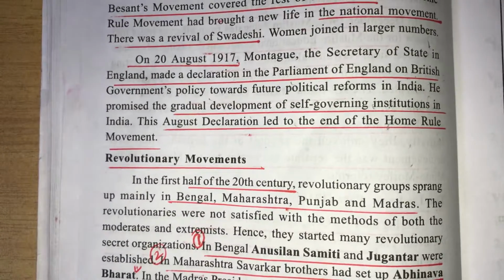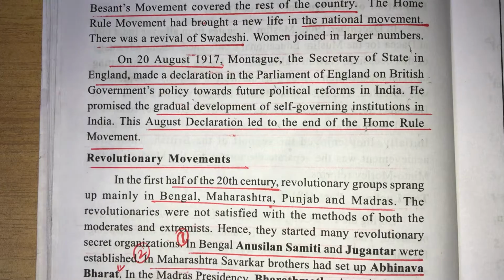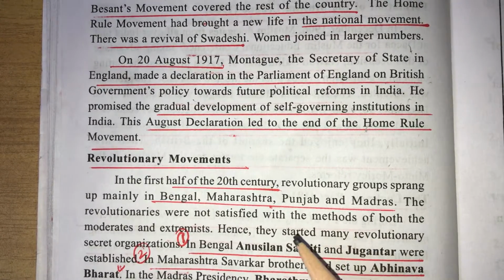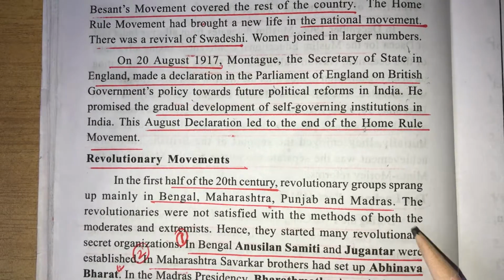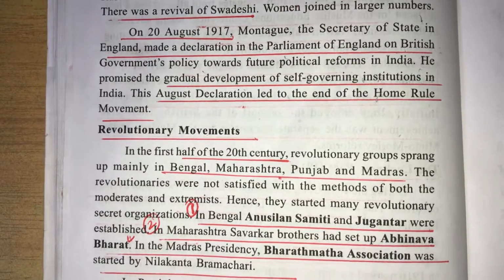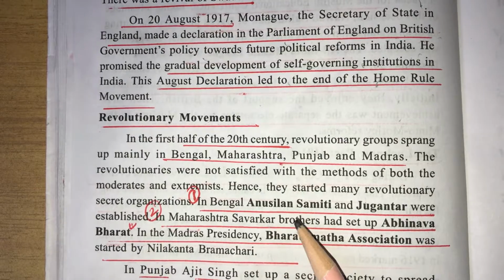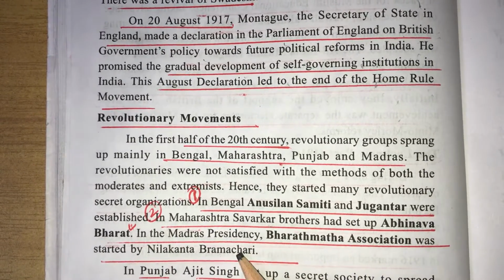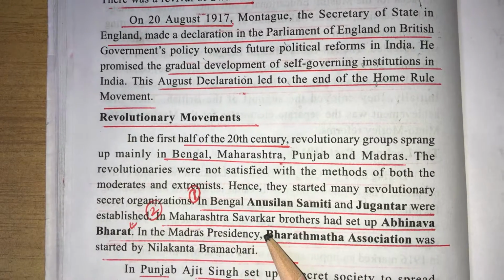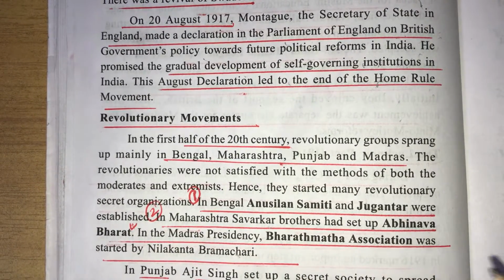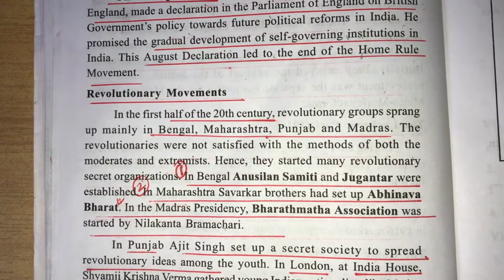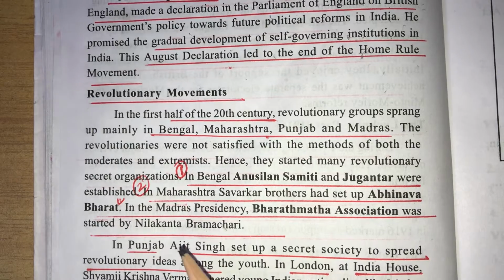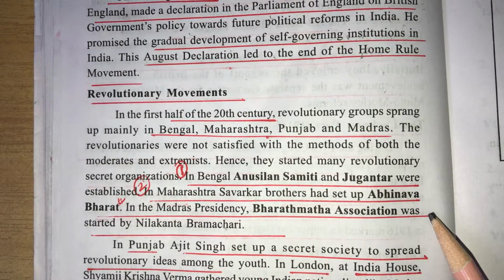The next heading is revolutionary movements. In the first half of the 20th century, revolutionary groups sprang up mainly in Bengal, Maharashtra, Punjab and Madras. In Bengal, the Anushilan Samiti and Jugantar were established. In Maharashtra, the Savarkar brothers set up Abhinav Bharat. In the Madras Presidency, the Bharat Mata Association was started by Neelakanta Brahmachari.